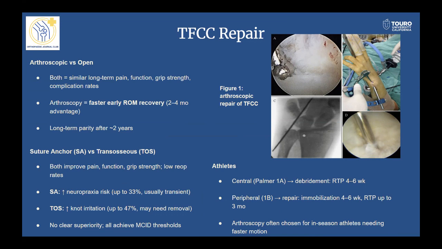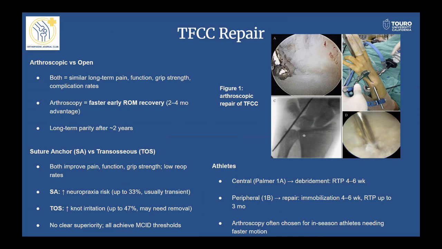Like usual, though, what we're going to make this decision based on is complication patterns. SA has a higher rate of neuropraxia, usually temporal nerve irritation, which can be scary. And then TOS avoids that, but has more knot irritation, and up to half the patients feel knots. And some of those can require another arthroscopy, another removal. So in this case, no method is clearly superior. It's more about surgeon comfort and which they're more comfortable with.